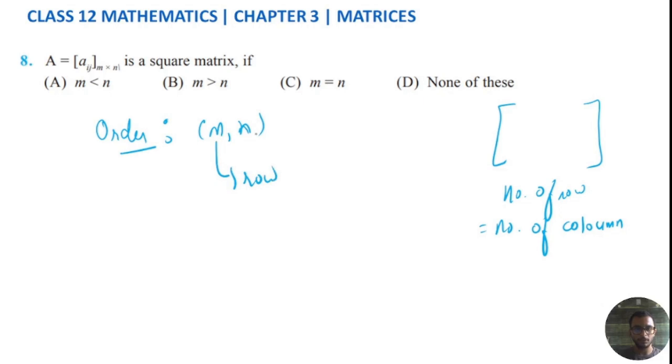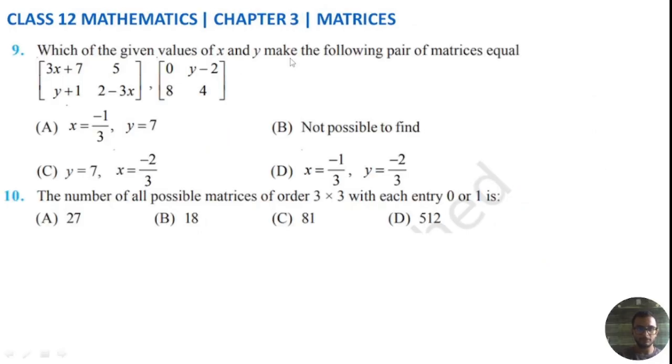the number of rows and n is the number of columns. m is the number of rows and n is the number of columns. Then A is a square matrix if and only if m equals n. So option C is the correct one. So we are done with the 8th question.